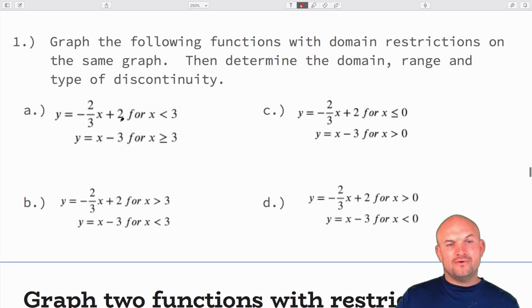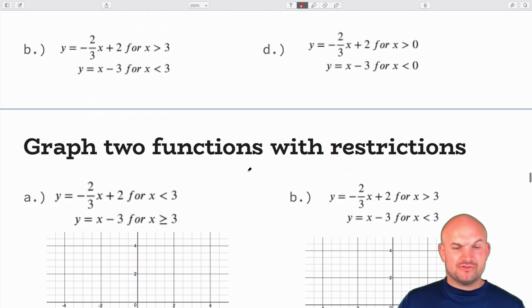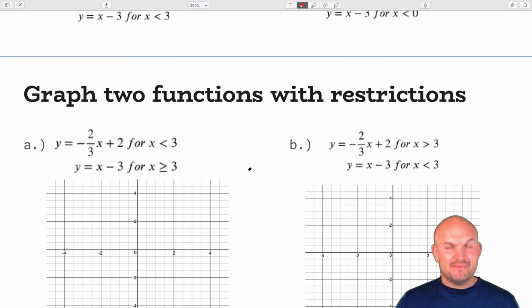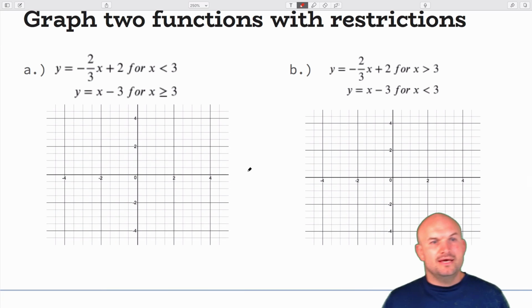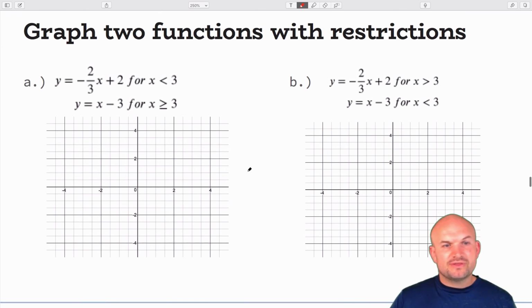All right, so now we are dealing with one function, another function, and then different domain restrictions. So we're going to see how that affects them, as well as refining what type of discontinuities that is going to provide us. All right, so let's go ahead and get this over with. Here on the graph, two functions with the restriction.